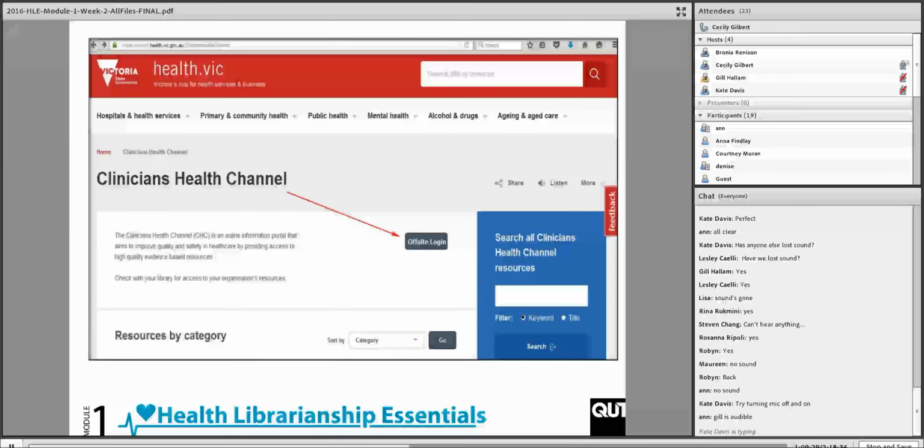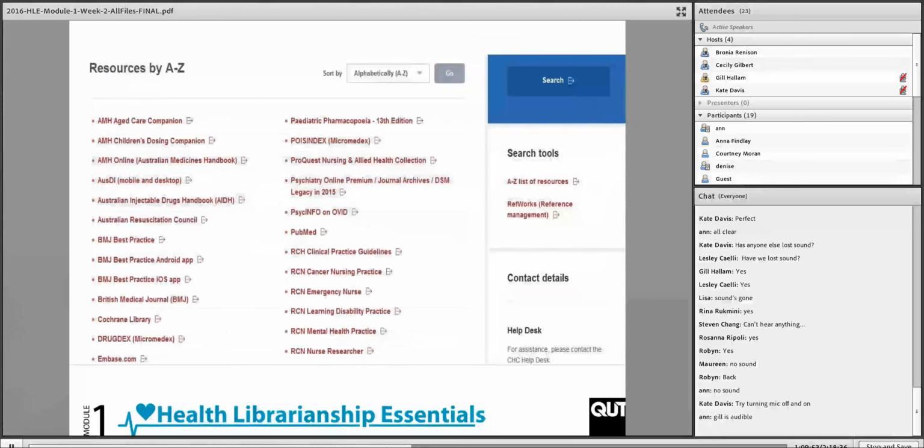I think starting just to say that if you're using the resources of Clinicians Health Channel when you're on site at a hospital or at a community health service, then you won't need to log in, so that makes access quite smooth. But after you leave the premises, you'll be required to log in, and you can see the arrow pointing to the login screen just there. Jill, can we move to the next slide now, please?